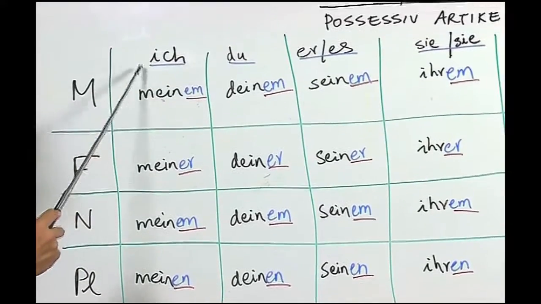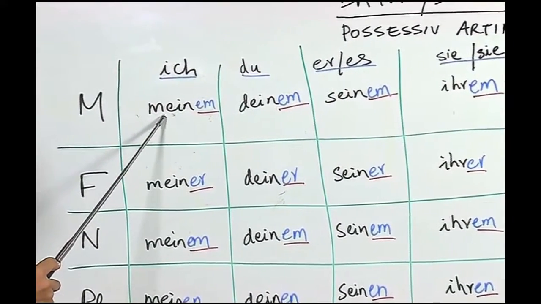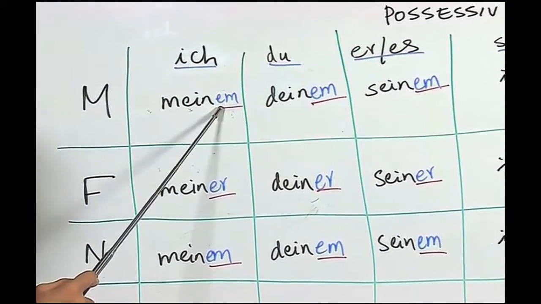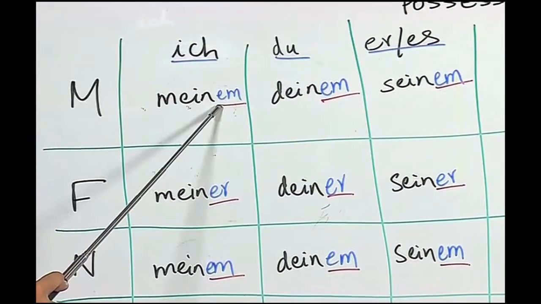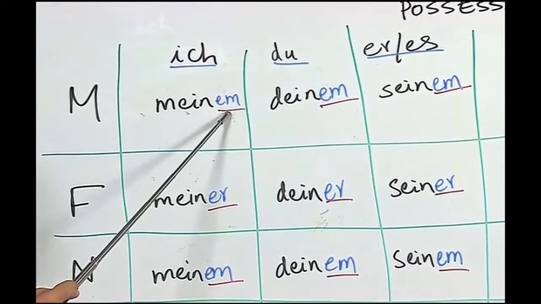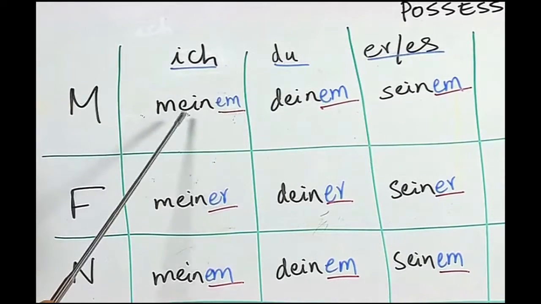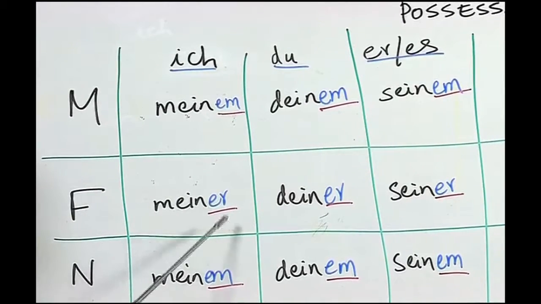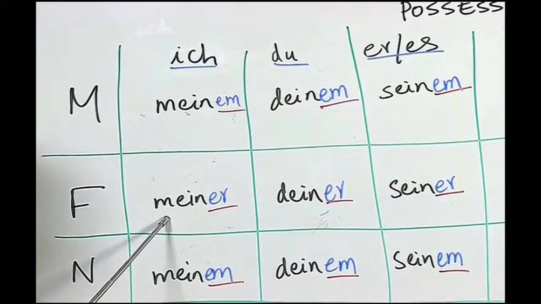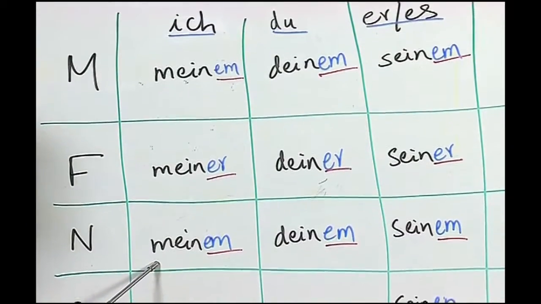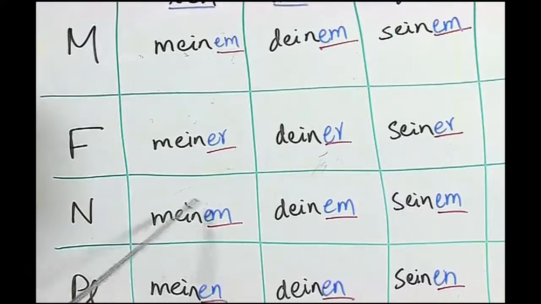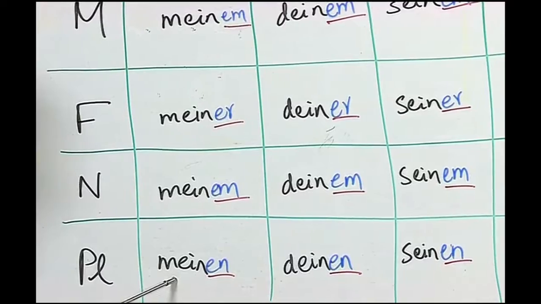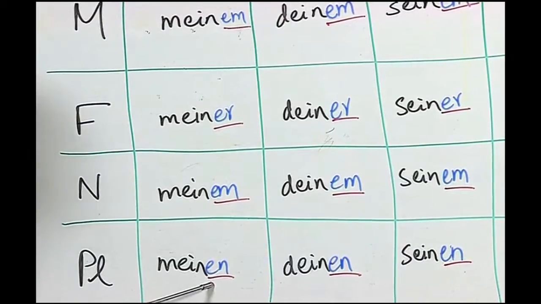You know that for ich, we make the possessive article with mein. And if you remember from the previous tables of Dativ, the ending em is also here. So, if we have the article der there, when it converts to Dativ, it becomes dem. In the same way, mein becomes meinem. In the same way, die becomes der in Dativ. So, meine becomes meiner. Neutral, mein from nominative becomes meinem in Dativ. And meine, which is in plural, nominative becomes meinen in Dativ plural.